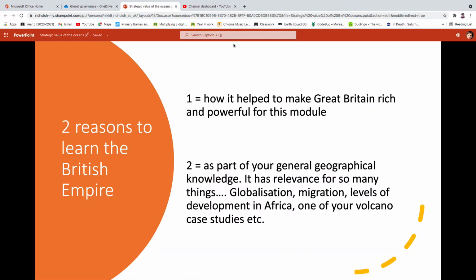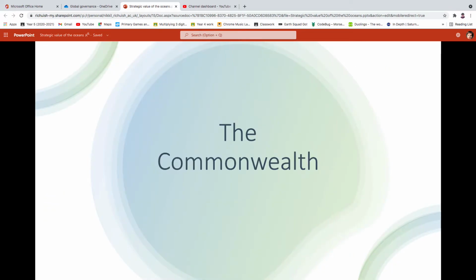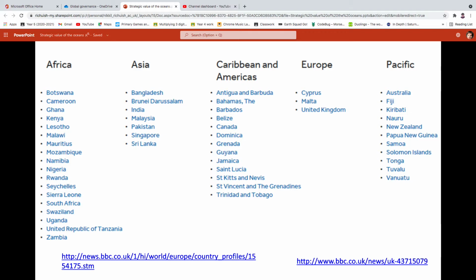Let me just remind you, for this module, we are focused very much on what it was about the empire that enabled us to get rich and powerful. But just for your general knowledge, knowing about the empire is really, really helpful. Okay, but that leads to something called the Commonwealth. Now, the Commonwealth is a group of countries that has very strong parallels with the empire. There are some subtle differences that we will pick up on in class, or you can Google for yourselves. But by and large, the Commonwealth is virtually the empire.